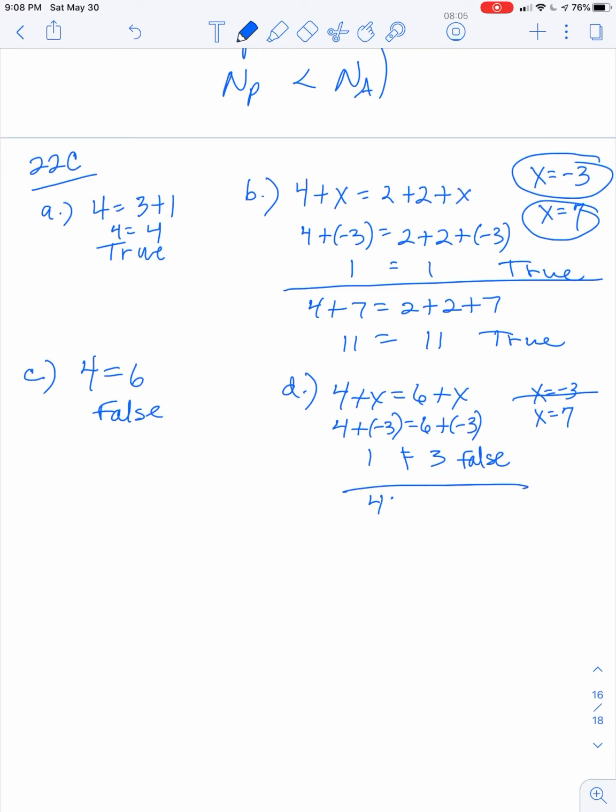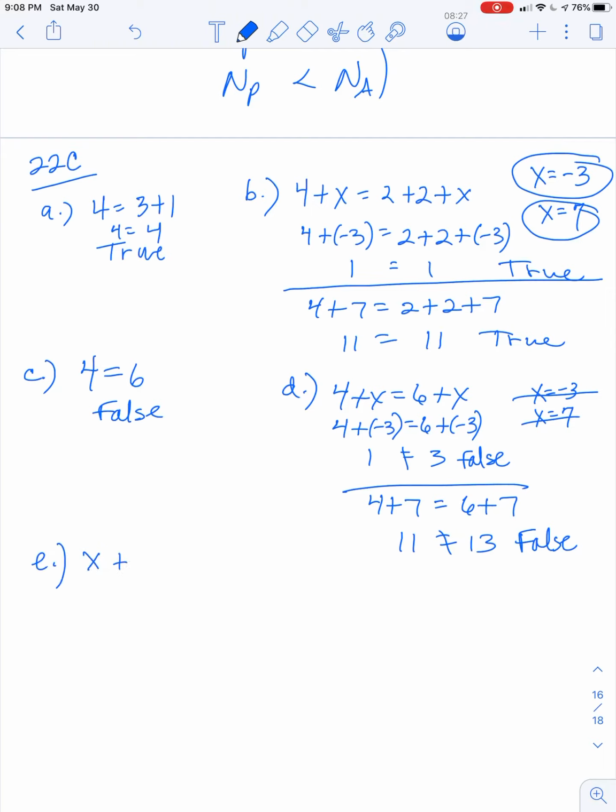Let's try +7. 4 plus 7 equals 6 plus 7. 11 equals 13. No, it doesn't. So that's false. Okay, so neither one of those actually satisfy the equation. So that is not a true statement. That is a false statement or a false equation.